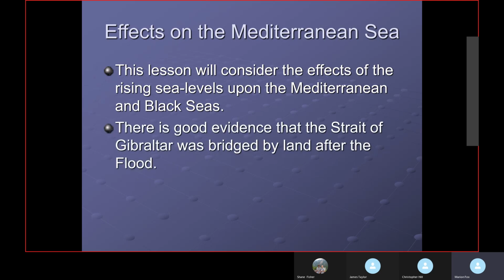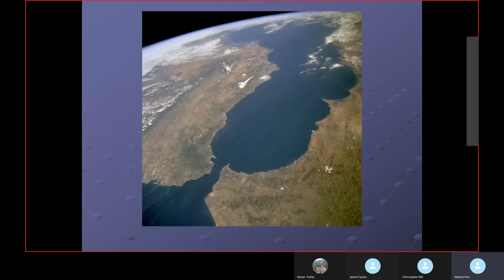There's good evidence that the Strait of Gibraltar was bridged by land after the flood. In other words, that the Atlantic Ocean and the Mediterranean Sea were not linked together. Here's the Straits of Gibraltar, and what I'm claiming, and scientists are claiming, even atheists, is that across this there was a bridge, an isthmus, and that there was no linkage, no water flowing out of the Atlantic into the Mediterranean.